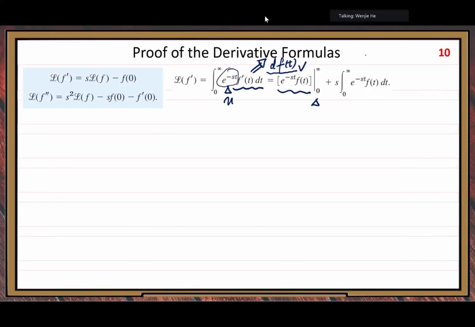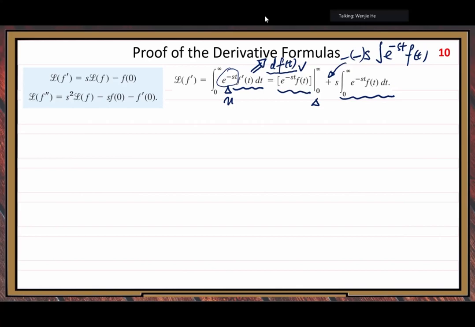the derivative of this du has another minus, minus s e to the minus s t f of t. Another minus, so you have two minuses, that's why you have plus. And this part is the Laplace transform, the definition of the Laplace transform of the function f.